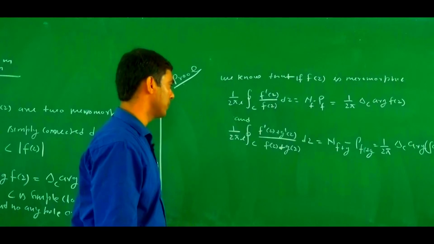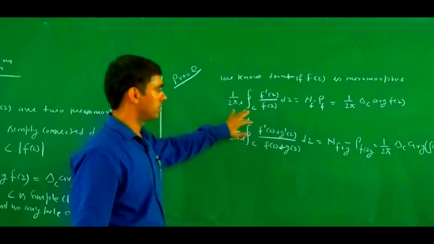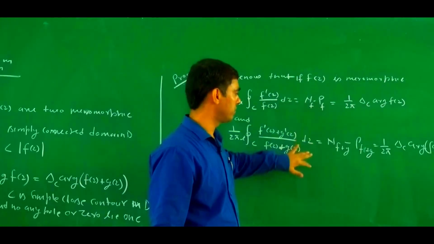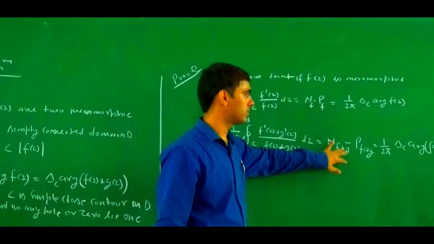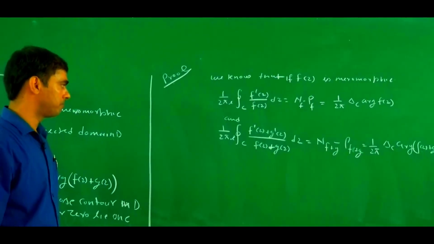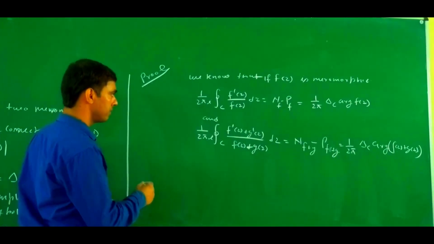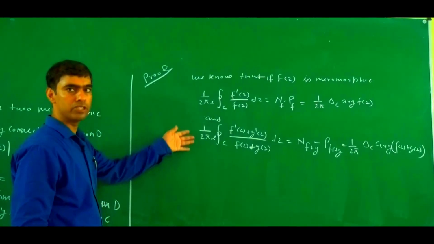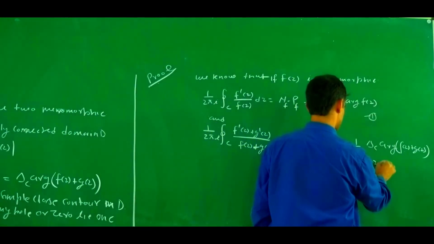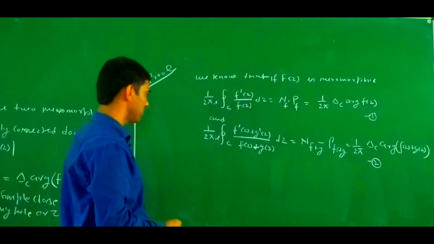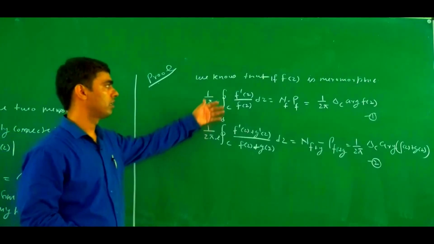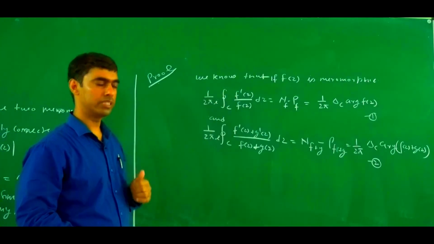So how do we show this? There is a need to show that the number of zeros of f minus the number of poles of f equals the number of zeros of f plus g minus the number of poles of f plus g. So now we write the difference of equation 1 and equation 2. If the difference of these two equals 0, then we say that equation 1 is equal to equation 2.